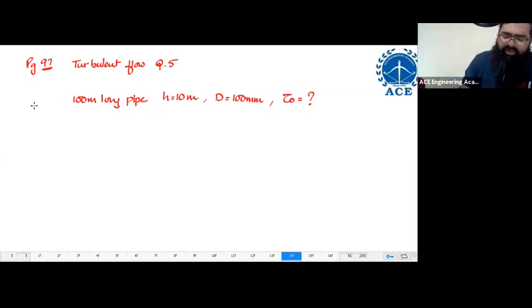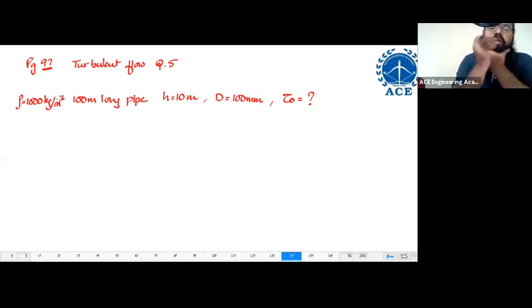The question goes something like this. You are having water flowing. The moment he says water, you know the density also. Density is equal to 1000 kg per meter cube. So he says water is flowing in a 100-meter long pipe. The head loss is equal to 10 meters. The diameter is equal to 100 mm. What is the value of your wall shear stress? He's asking, how will you find out the value of wall shear stress over here?